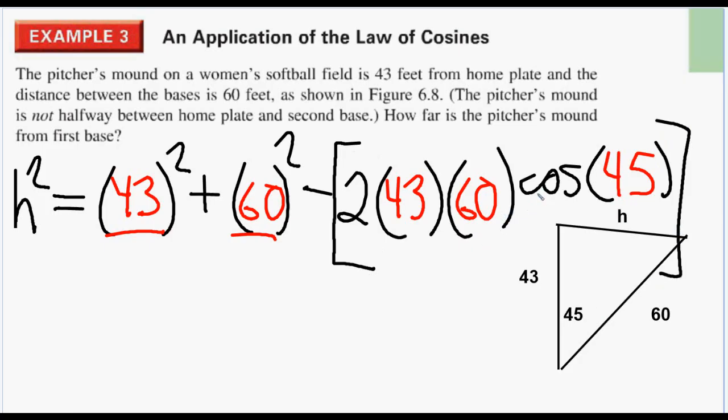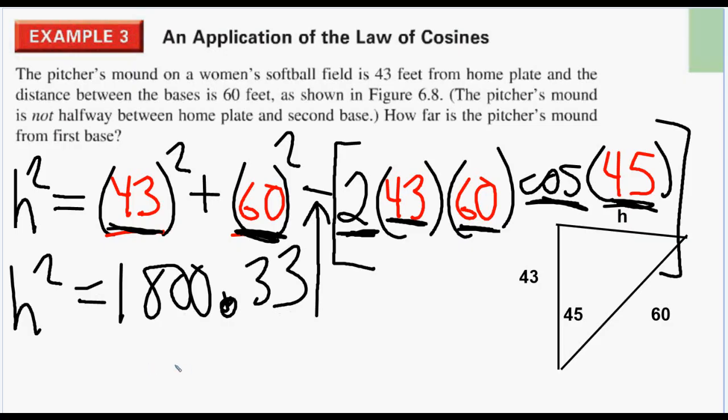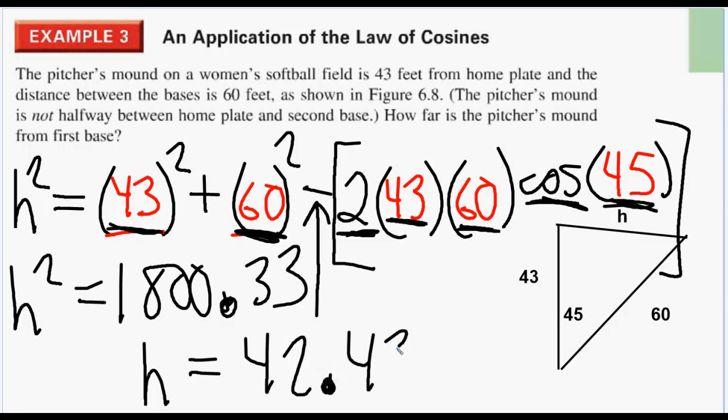If I'm doing this on my small TI-30 calculator, I start here. I would do 45, hit the cos key after making sure I'm in degrees, times 60, times 43, times 2, and then I would change the sign by hitting the negative key. And then I'm going to add 60 squared, and I'm going to add 43 squared. And what that's going to get me here is h squared equals 1800.33. And then I hit the square root key, and I'm going to get h, that distance that we're looking for, is about 42.43 feet.